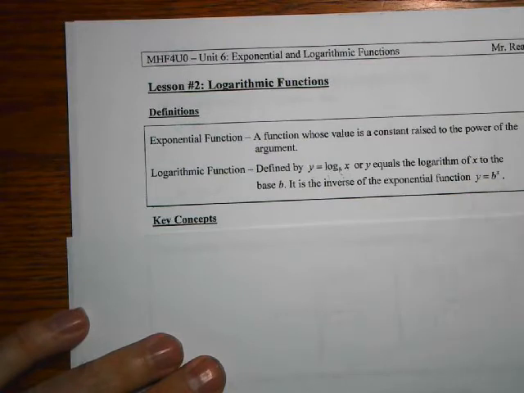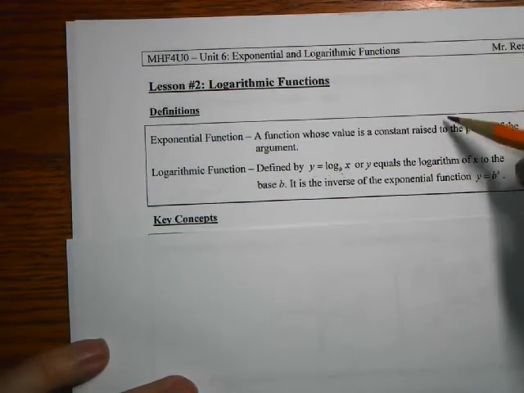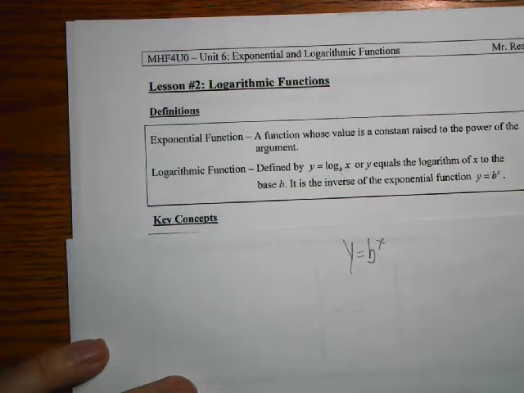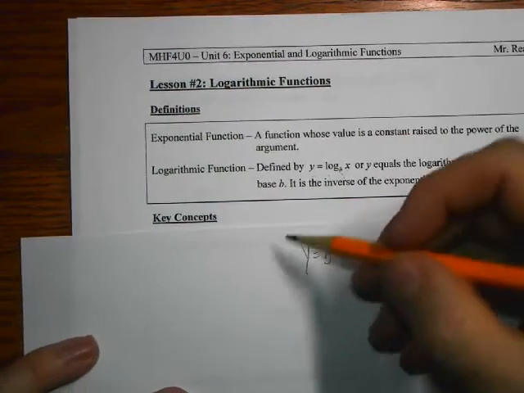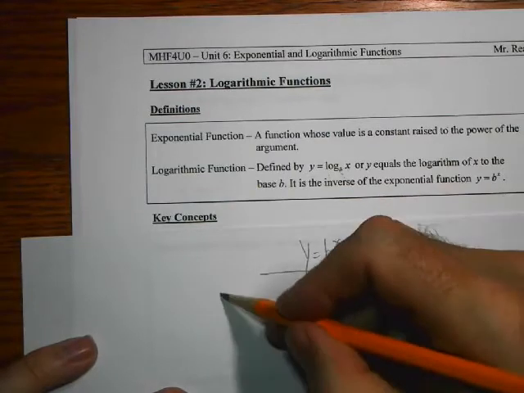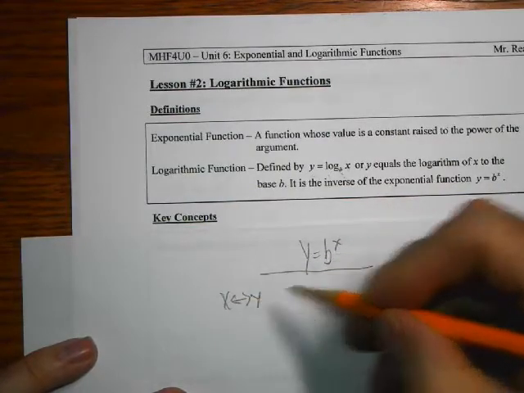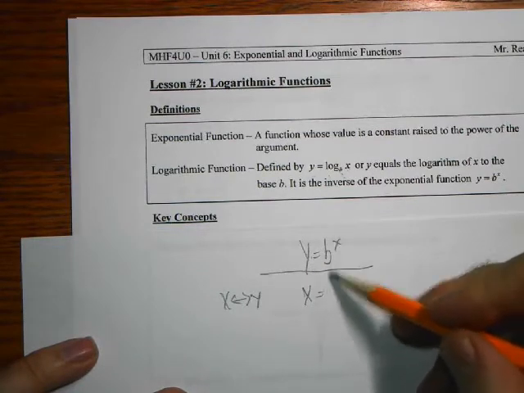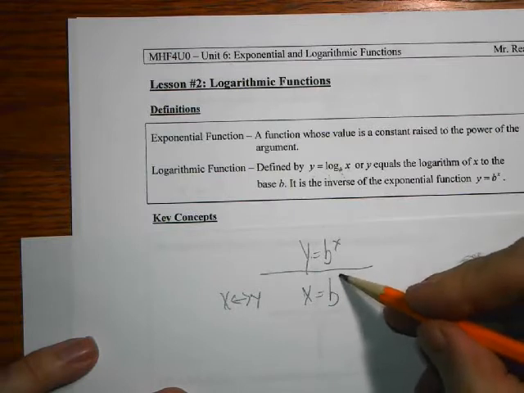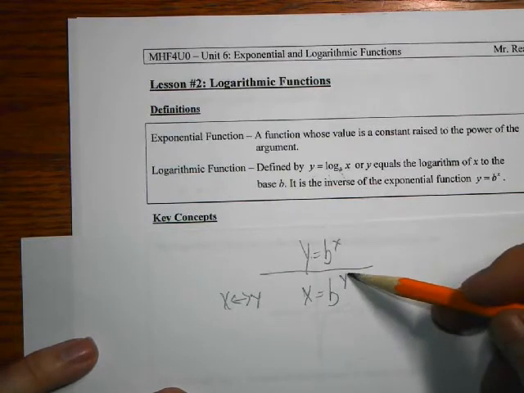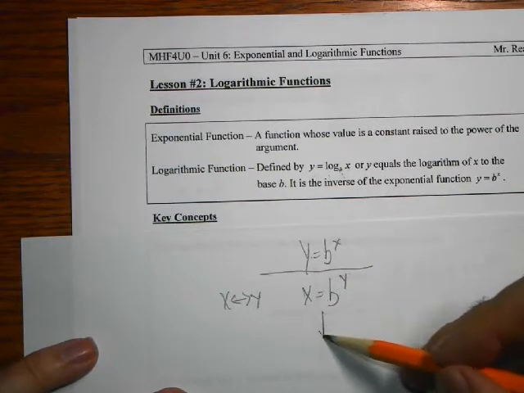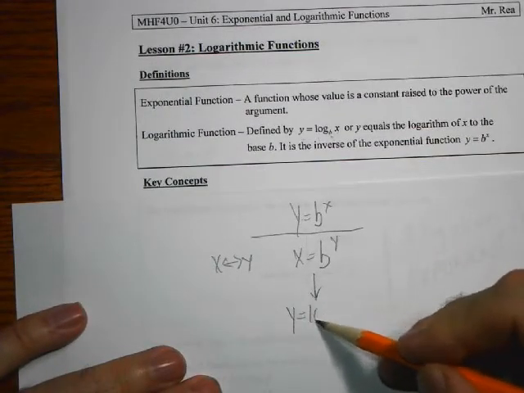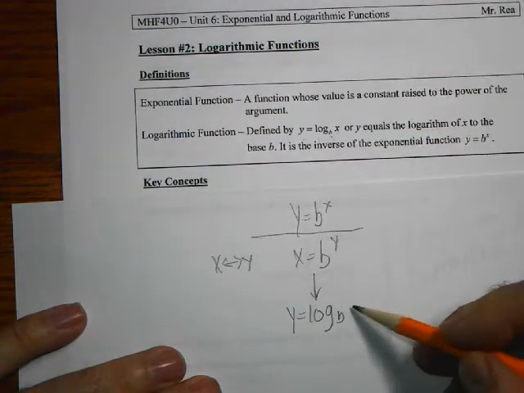Now if we go back to the original exponential equation, it looked like this. But remember the inverse: we switch the x and y variables with each other. So the y here becomes x, the base stays the same because it's not x or y, and the exponent now changes to y. If you rearrange this, you basically get y equals log base b of x.